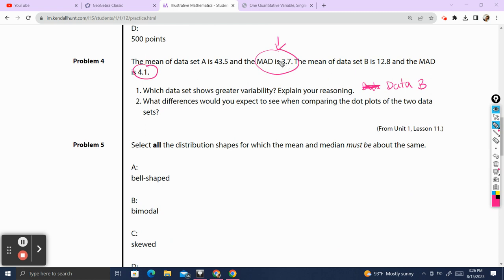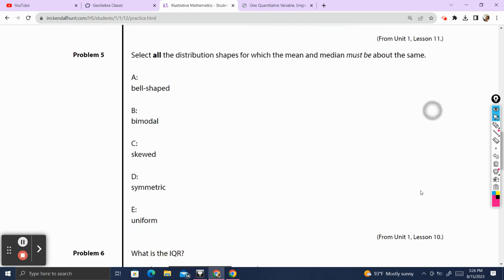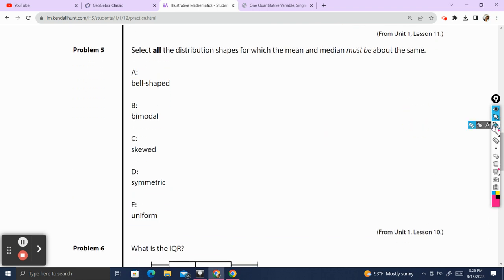What differences do you expect to see when comparing the dot plots of the two data sets? Well, if we had greater variability, that means the dots are farther apart or farther away from the mean. So for dataset B, I would expect the dots to be a little bit farther away from the mean or the center of the data than I would see in dataset A. Again, pause this video if you need to take a second to write this down or re-listen before we go on to the next question.